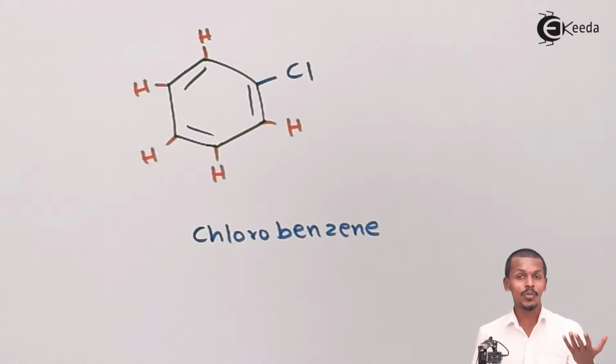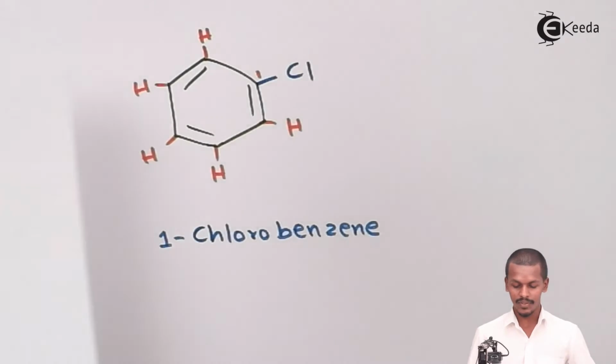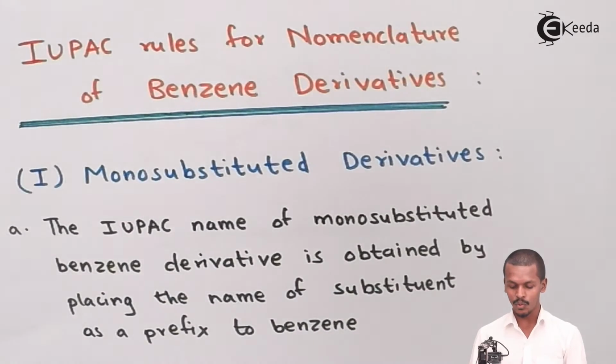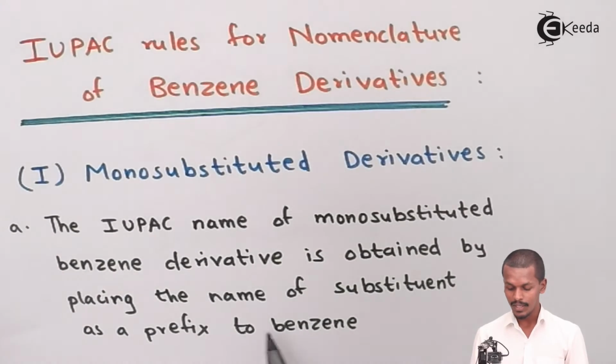The position of the chloro would be considered position number 1. So the name of this could be written as 1-chlorobenzene. This is how we could give a nomenclature to a substance that has one benzene ring, which is a monosubstituted benzene. This is the first rule that we have gone through, and we have learned that we have to make the substituent a prefix to the benzene. Now let us move on to the next one, which is also for the monosubstituted derivative of benzene.